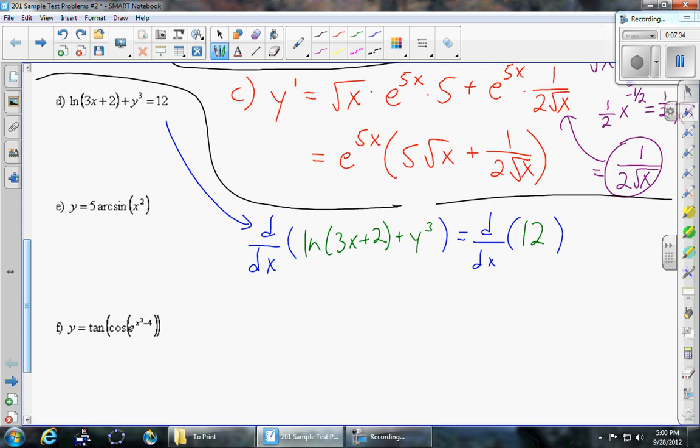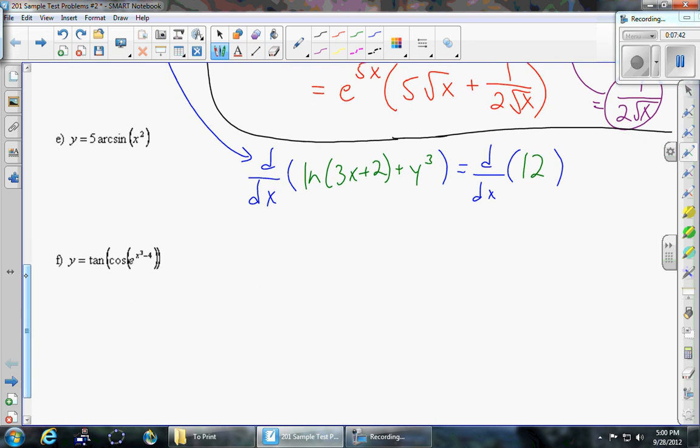And again, the idea is that if you see x's and y's all mixed together in an equation, probably implicit differentiation is the technique. Okay, we'll start on the right-hand side. Derivative of 12, 0. Left-hand side, derivative of ln of stuff. That's chain rule. ln of stuff becomes 1 over the stuff times the derivative of the stuff. And the derivative of this stuff in here is just 3.